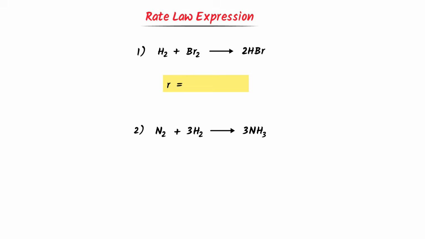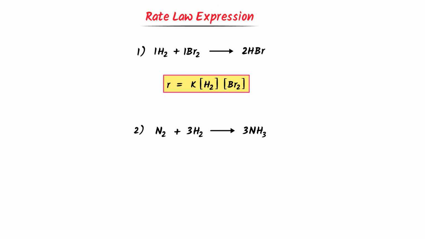Hence note it down, this rate law expression. Now consider these reactions and write rate law expressions for them. Well, rate of reaction is equal to K into the concentration of first reactant, which is hydrogen gas. The stoichiometric coefficient of hydrogen gas is 1. We do not write 1 as a power. Into the concentration of second reactant, which is bromine gas. The stoichiometric coefficient of bromine gas is also 1, and we do not write it as a power. Thus, this is the rate law expression of this reaction.